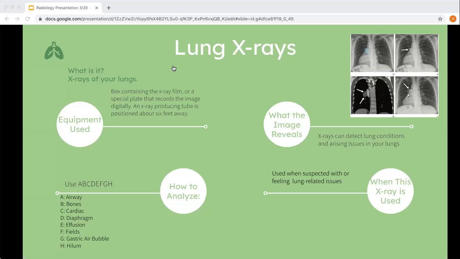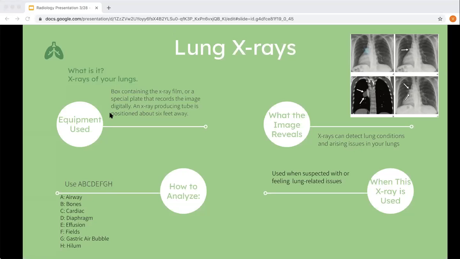A portable X-ray machine is a compact apparatus that can be taken to the patient in a hospital bed or the emergency room. The X-ray tube is connected to a flexible arm that is extended over the patient while an X-ray film holder or image recording plate is placed beneath the patient. Lung X-ray images can detect and reveal many kinds of lung issues, some including pneumonia and lung cancer.